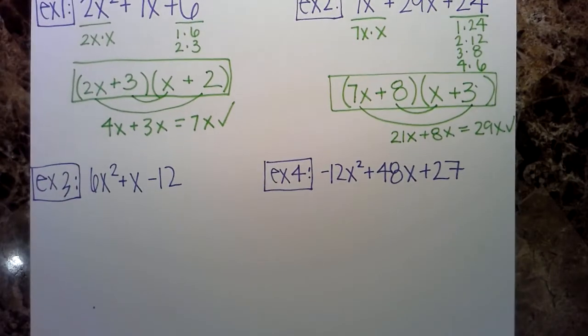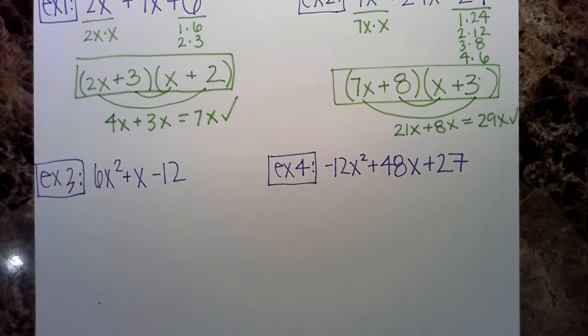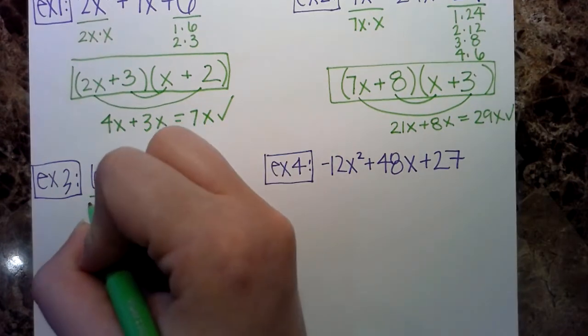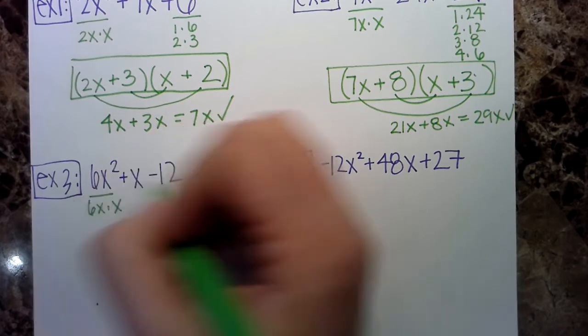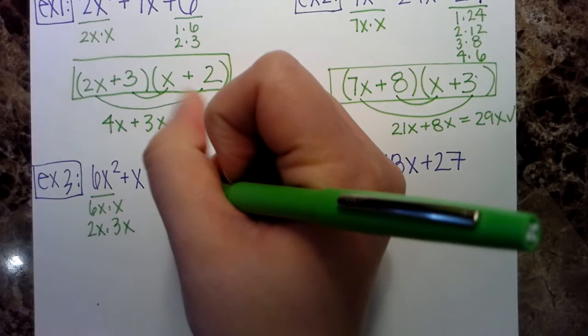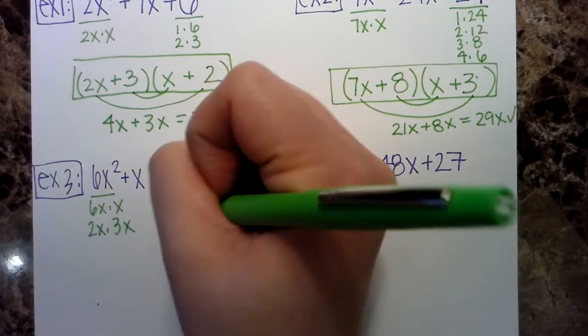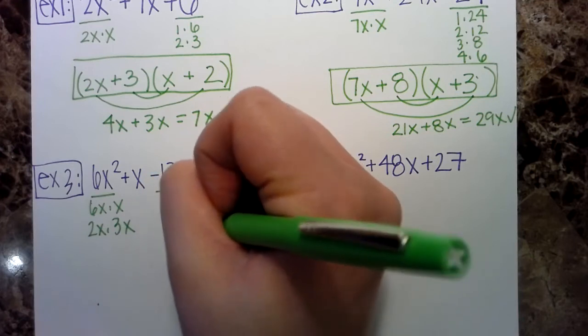So my next one, I got 6x squared plus x minus 12. I have to ask myself, can I factor out a GCF? In this case, I cannot. So I'm going to start listing out the factors. This one's going to be a little bit tricky because we're going to have more factors on both of them. So we have 2x times 3x, and we have 1 times 12, 2 times 6, 3 times 4.